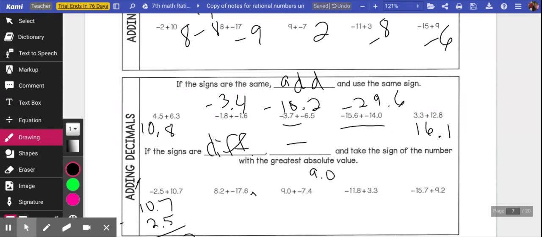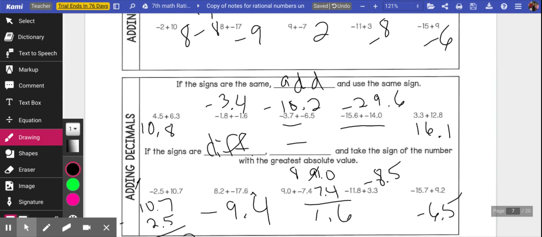9.0 minus 7.4 because the signs are different. I'm going to borrow, and so I have 1.6, and the sign of the bigger number is 9, so that stays the same. You go ahead and pause it and do the other three.